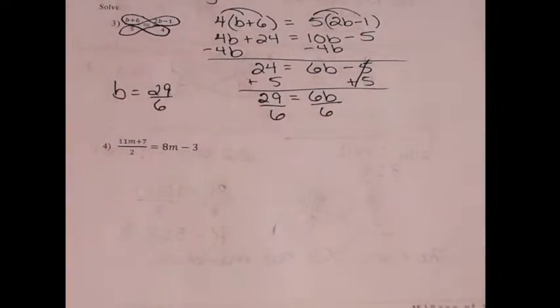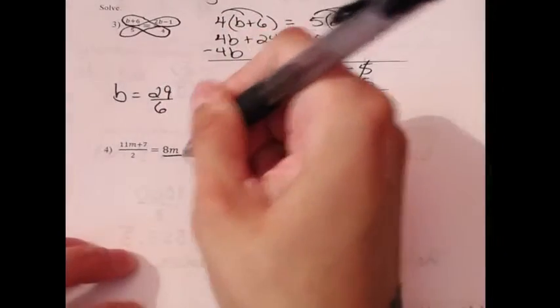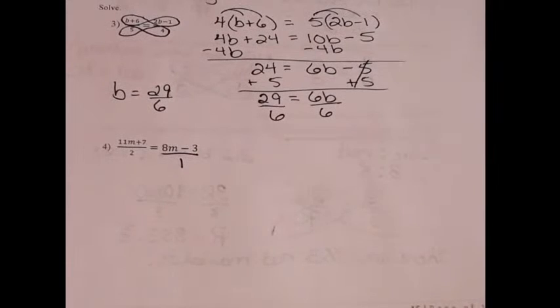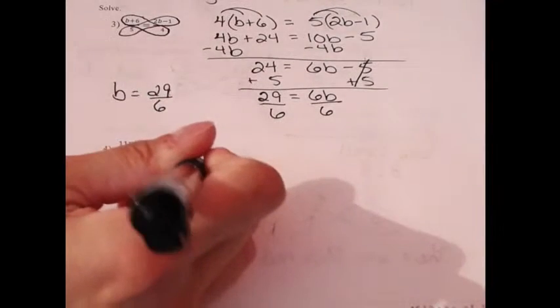Let's take a look. So right away, this doesn't look like it is a proportion, but I'm betting that you all said, wait a second, I could put the 8m minus 3 all over a 1. So if I rewrite this as 11m plus 7 over 2 equals 8m minus 3 over 1, I can now cross multiply because it is a proportion. So we're going to do exactly that.